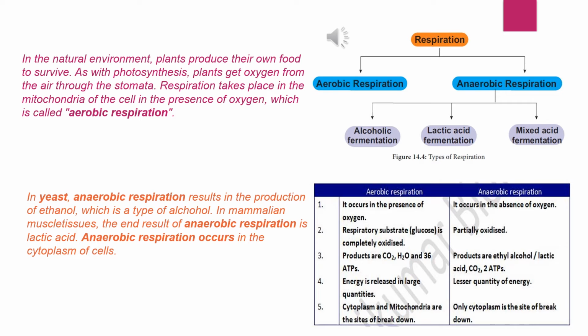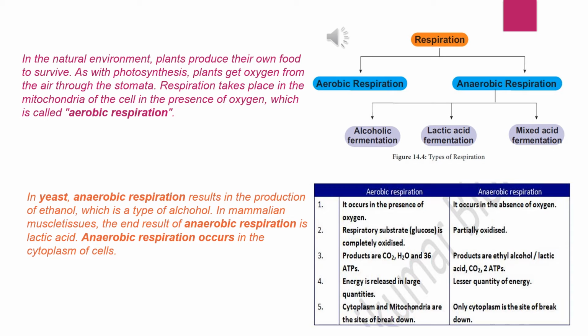The third one, products. The products of aerobic respiration are CO2, that is carbon dioxide, H2O, that is water, and 36 molecules of ATP. ATP means adenosine triphosphate. Next, products of anaerobic respiration are ethyl alcohol, which is a type of organic alcohol, as I told before, lactic acid, which is a type of organic acid, carbon dioxide and just 2 molecules of ATP.